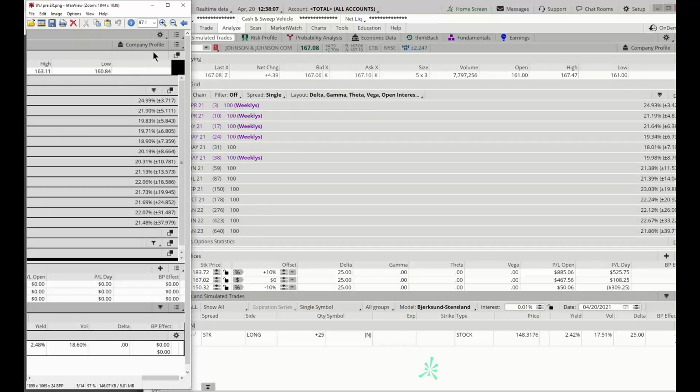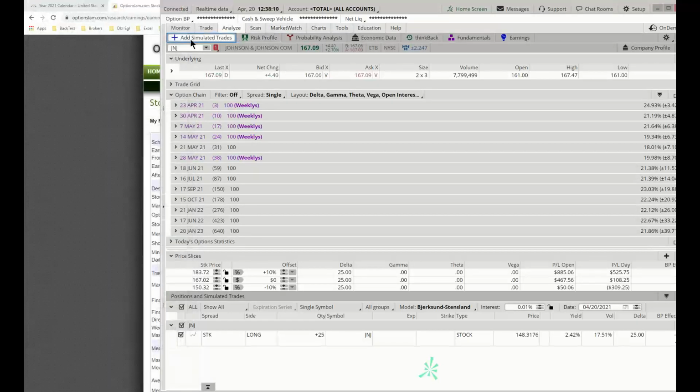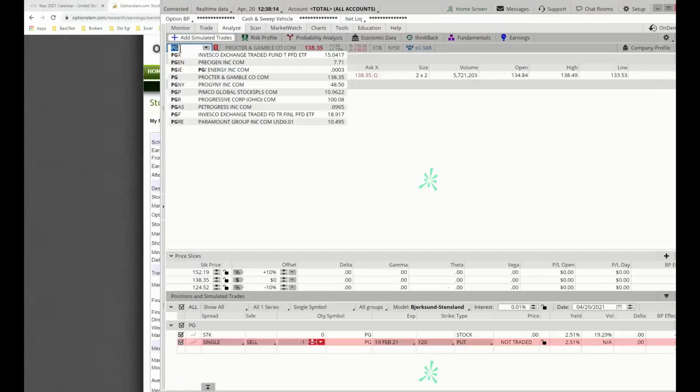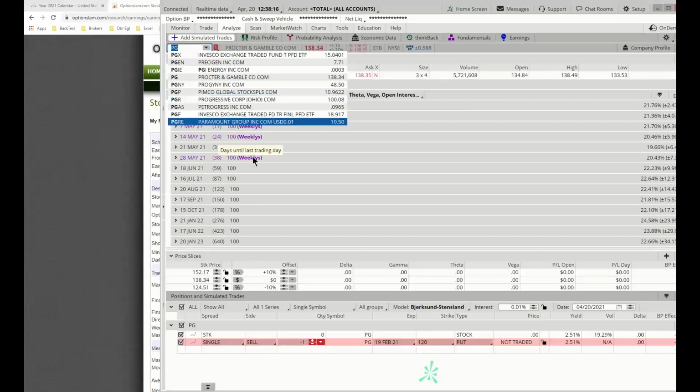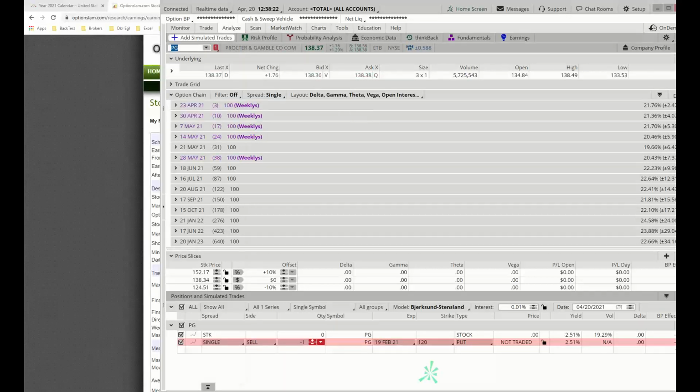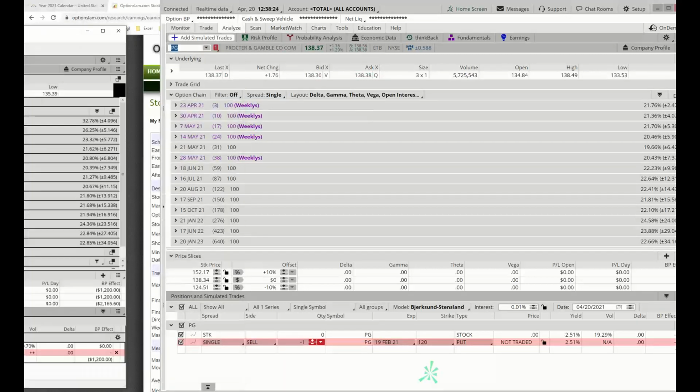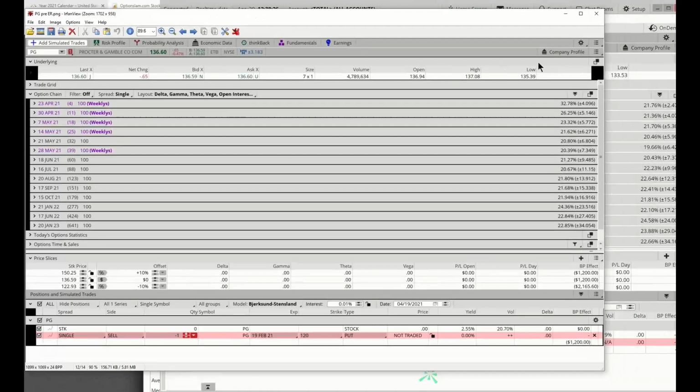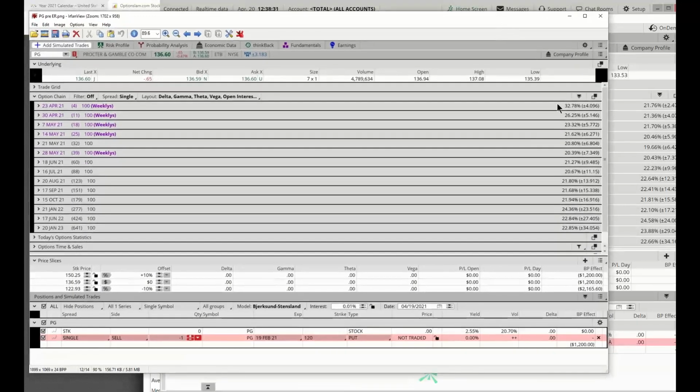PG and PM. Take this one down, and then this is live. PG, Procter and Gamble. Okay, Procter and Gamble live, and PG pre-ER is right here, and we'll take a look at that right there. So you can see PG, Procter and Gamble.